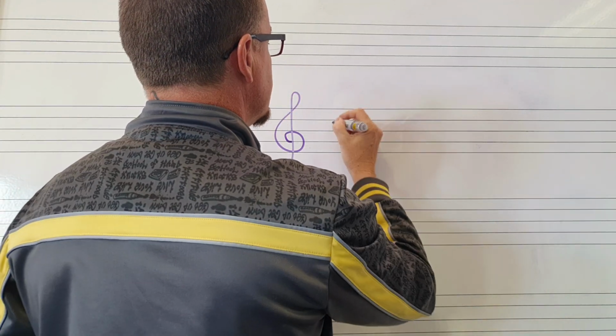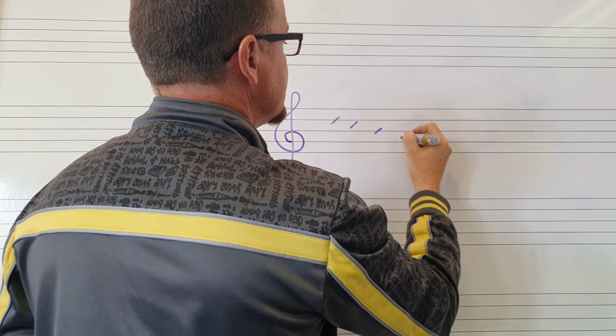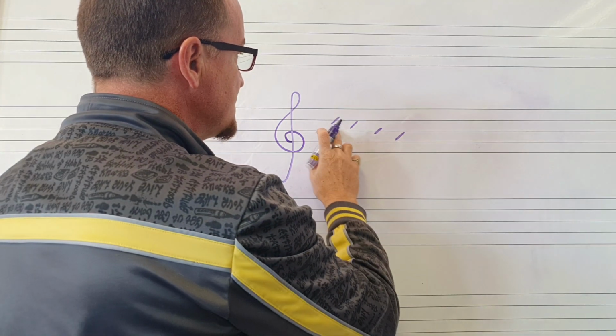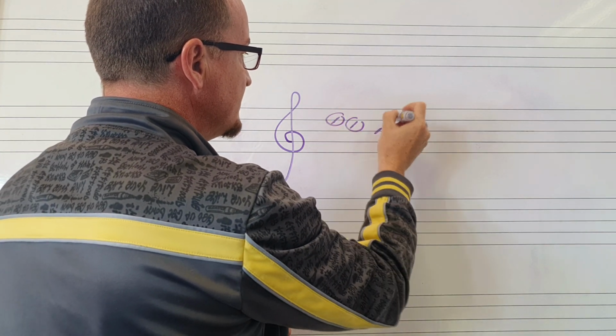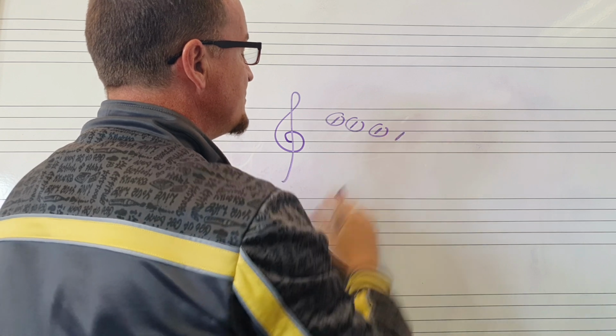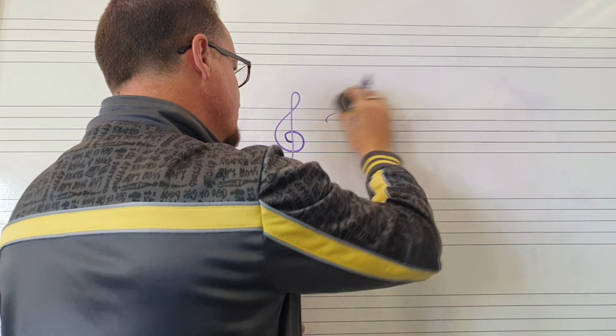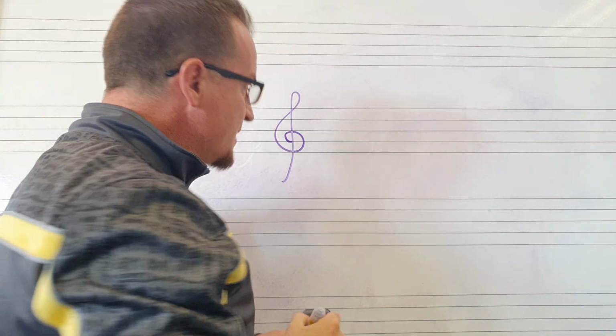Okay, let's try it the other way around. So the same thing here, the stems would be coming down because the majority of the notes are above, above, on, and there's only one note below, so your stems would go down. So that has to do with stem direction.